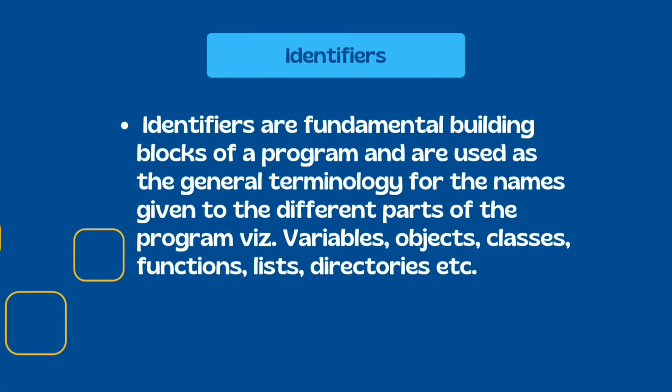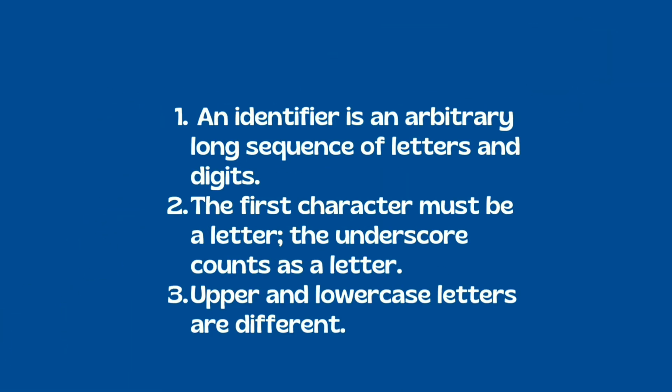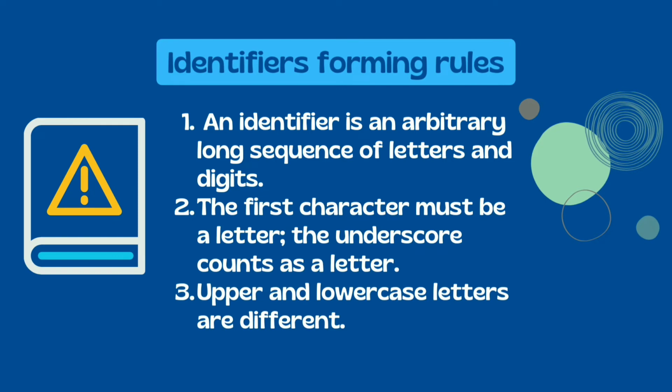Now let's move further with identifiers. See, identifiers are fundamental building blocks of a program. Okay, and they are used as a general terminology for the names given to the different parts of program. Okay, for example, to the variable, to objects, to classes, to function, to list, etc. There are the rules for forming the identifier in Python, such as the identifier is an arbitrary long sequence of letter and digit. Okay, and the first character must be the letter. The underscore counts as a letter.